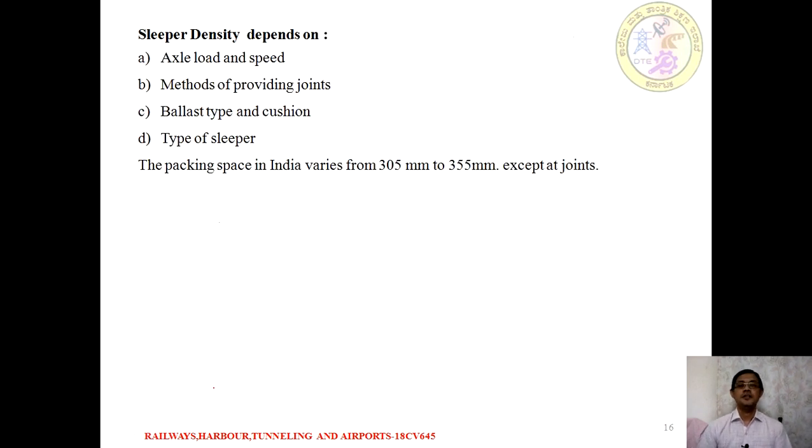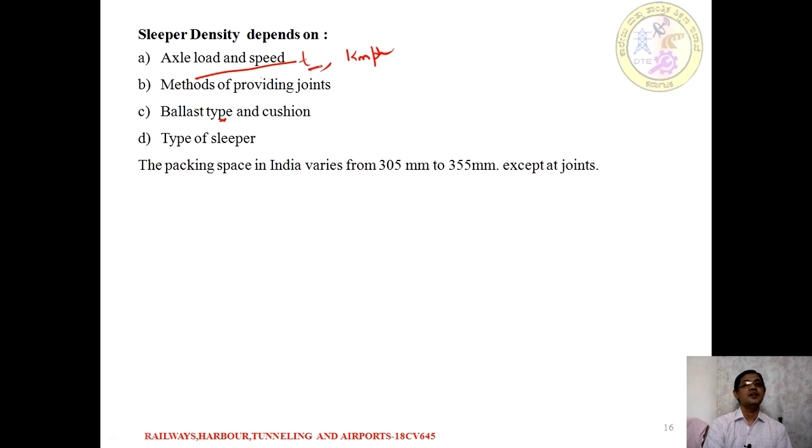The sleeper density depends upon many factors, namely the axial load, whatever axial load is coming over it. Next is the design speed. Axial load is measured in tons, and speed is measured in kilometers per hour. An increase in speed means an increase in sleeper density, and also the tonnage capacity of the track.